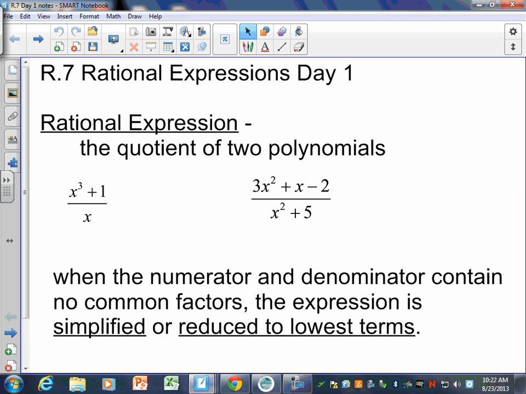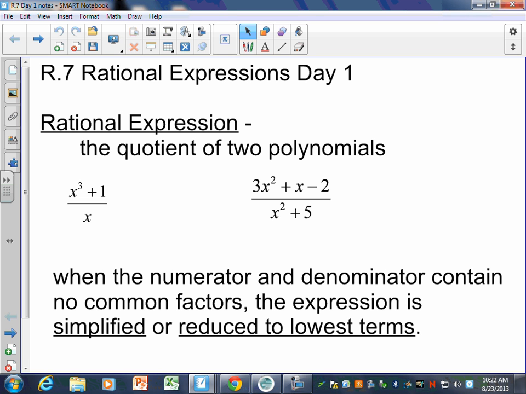When the numerator and the denominator have no common factors, which means you can't take out a GCF, you can't factor them into binomials and cancel something out, then we say that that is simplified or reduced to lowest terms. So if I say simplify or reduce to lowest terms, it means factor out any common factors and reduce it down as small as possible, and that's where factoring is going to come back into play. And then we can also multiply and divide these and simplify them.